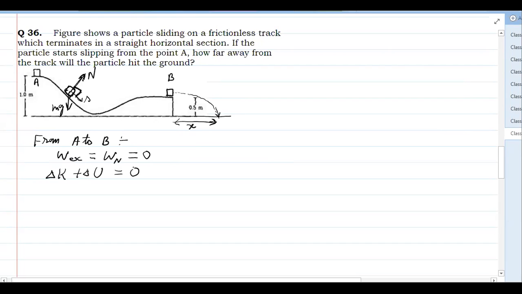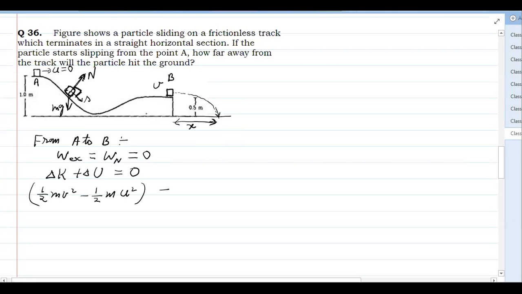So how much is delta K, the change in kinetic energy? The initial speed is 0 and the final speed here is, suppose, v. So we'll write half m v squared minus half m u squared. This is the change of kinetic energy. Now the change of potential energy.